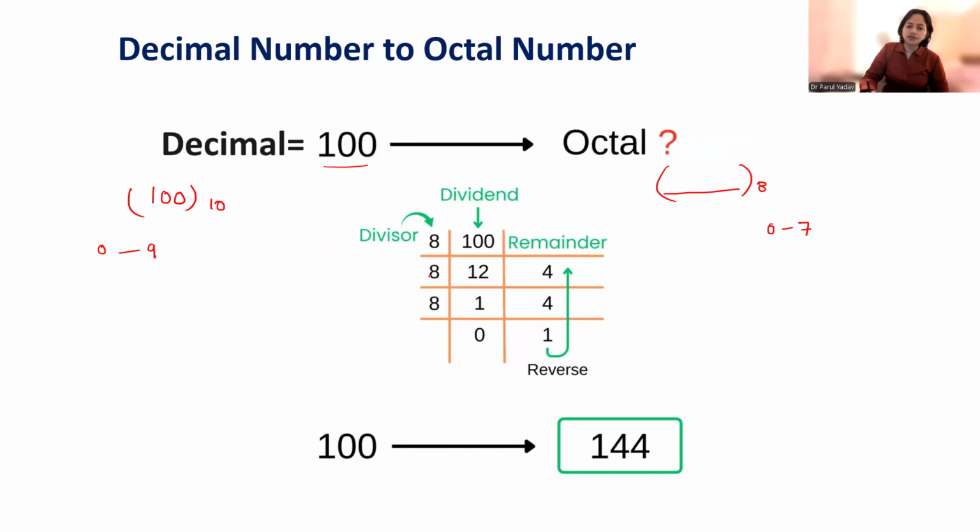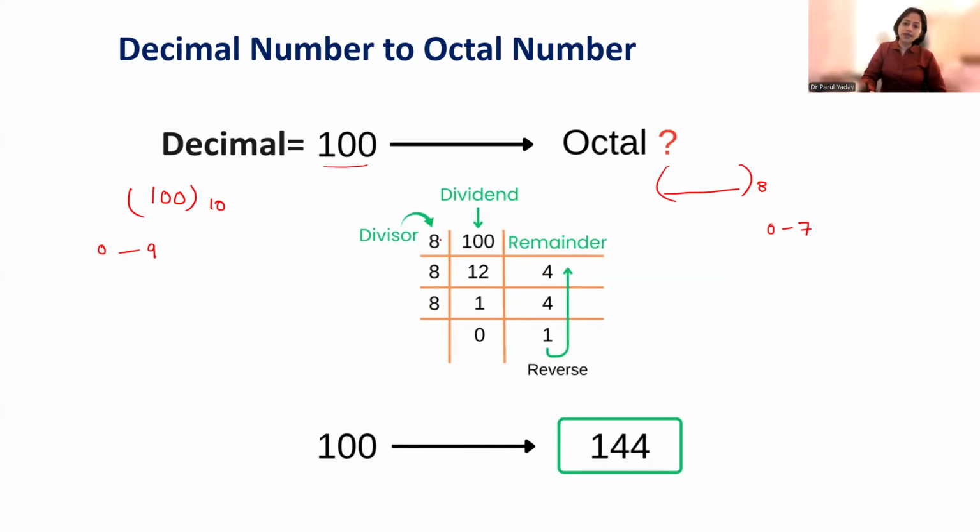Now again, we will divide 12 by 8. It will go one time, 8 times 1 is 8, and the remainder will be 4. Next, this is 1. Again, you will divide 1 by 8. So it will be 8 times 0 is 0, and the remainder will be 1. So we are recording here the remainders.